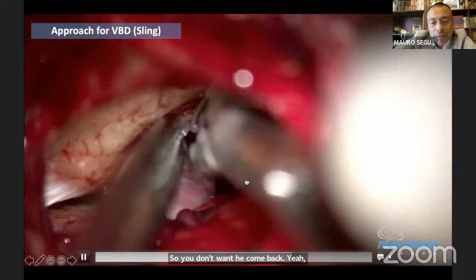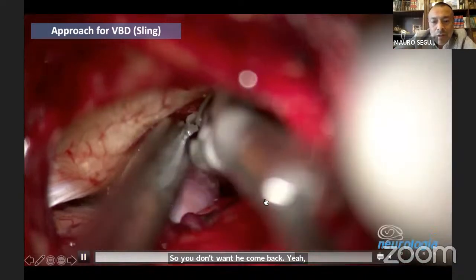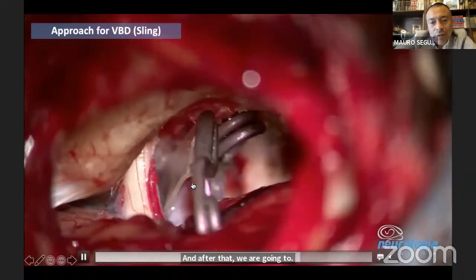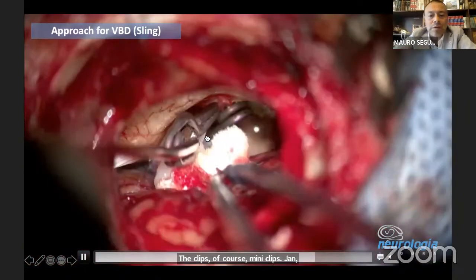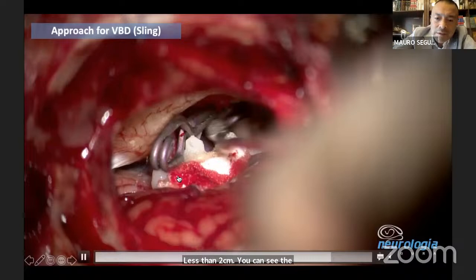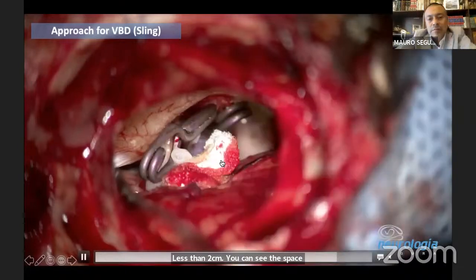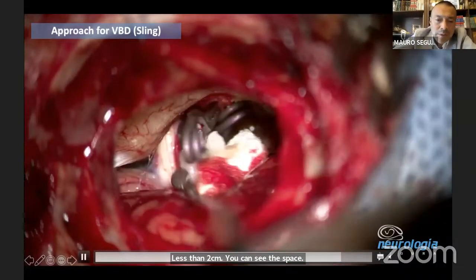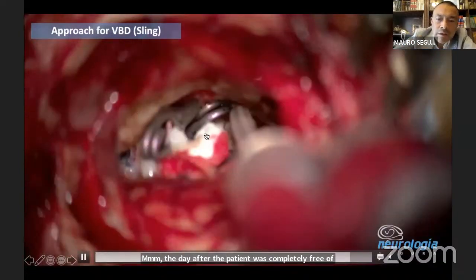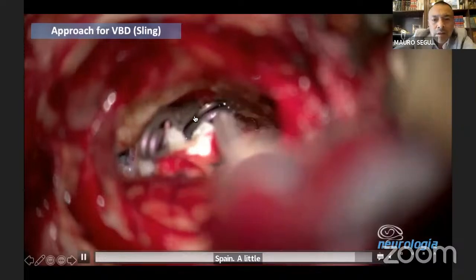Another clip. And after that, we are going to protect the clips. Of course, mini clips look easy, but it's a very careful surgery, less than 2 centimeters. You can see the space. And the day after, the patient was completely free of pain. A little CT, and this is the approach.